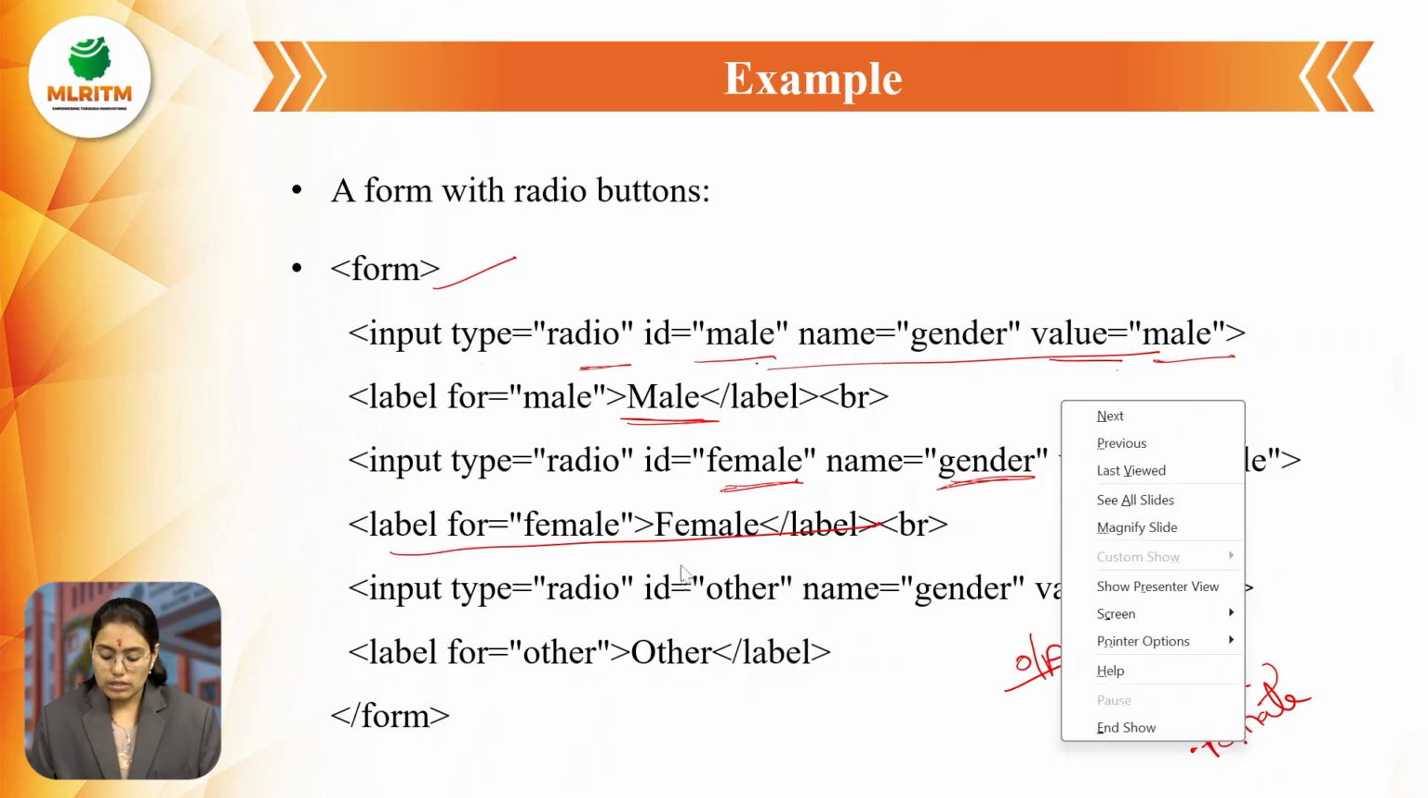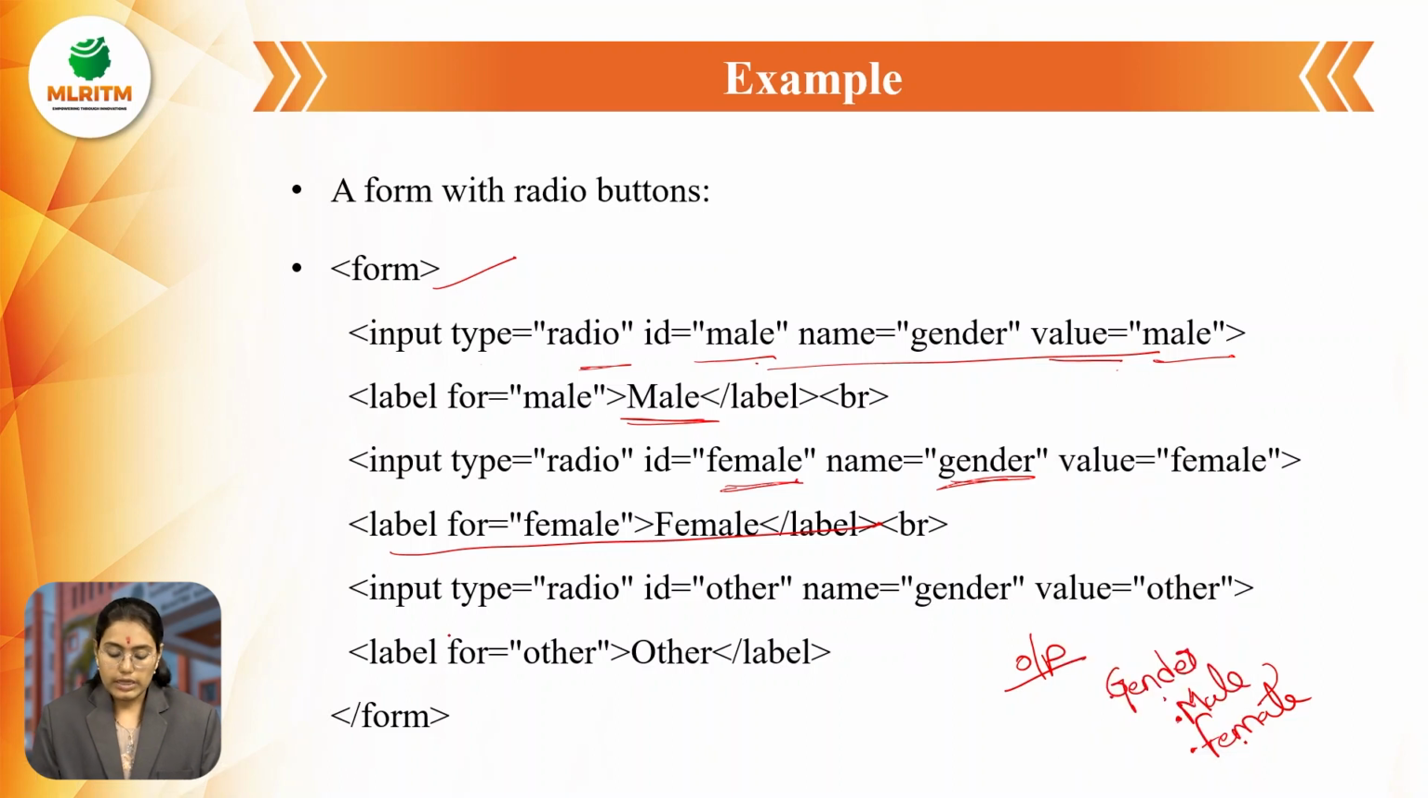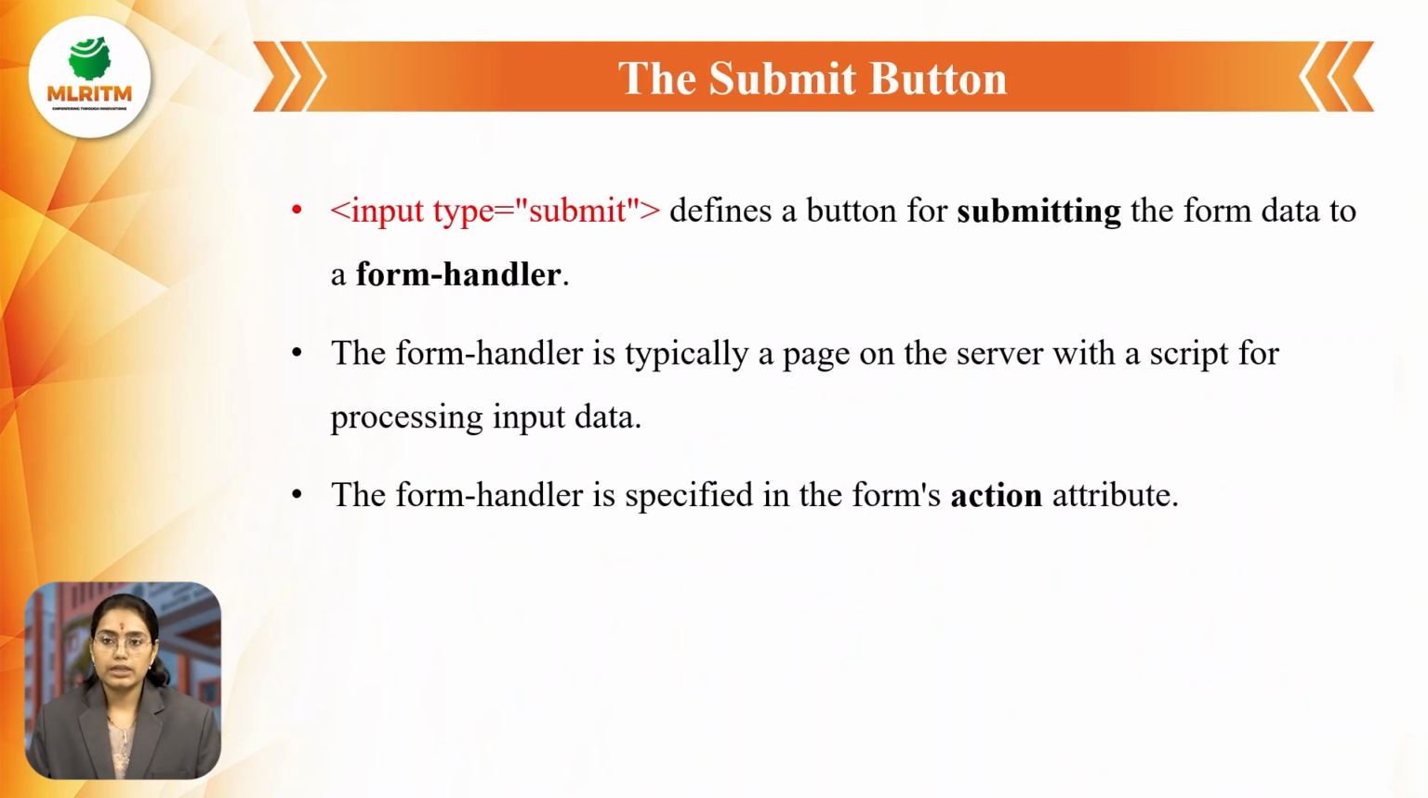Now let's close this gender. Input type equal to radio, ID equal to other, and also we want to create one other radio button, that is other. Name equal to gender, value equal to other. Close this. So we have just created the radio buttons for the gender: male, female and other. Just close the form tag. Clear with the example?